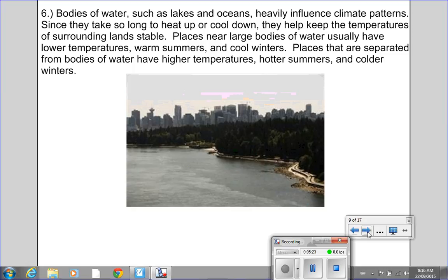Sixth, bodies of water, such as lakes and oceans, heavily influence climate patterns. Since they take so long to heat up or cool down, they help keep the temperatures of surrounding lands stable. Places near large bodies of water usually have lower temperatures, warm summers, and cool winters. Places that are separated from bodies of water have higher temperatures, hotter summers, and colder winters.